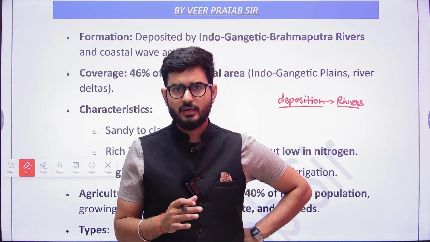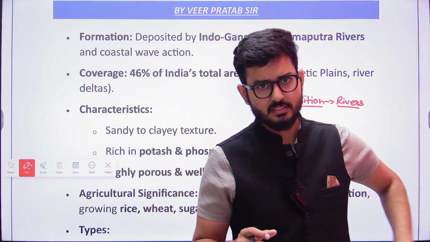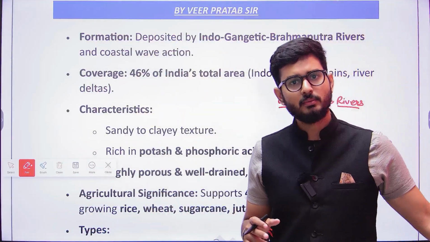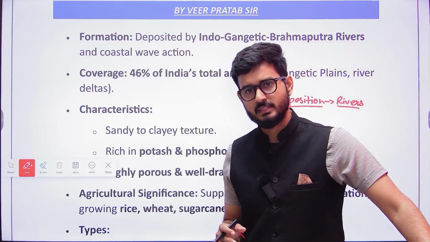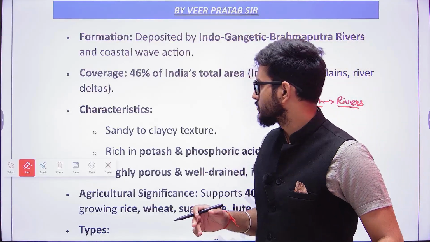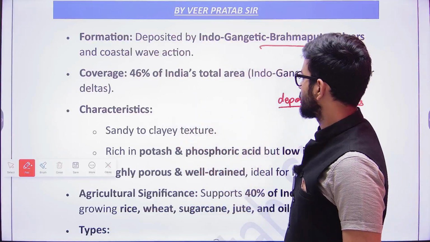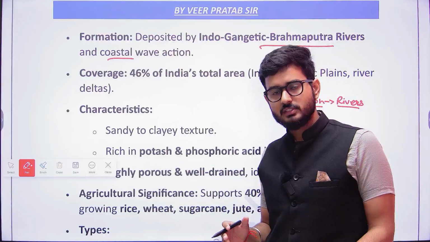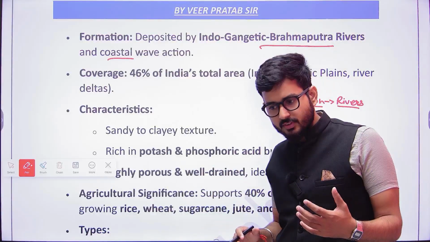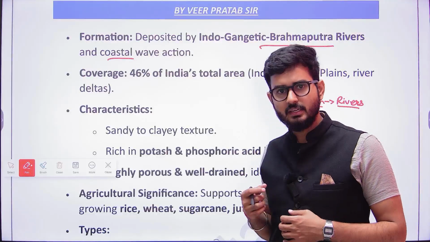So in India, majorly the Gangetic plains, that is the plains of the Ganga, the Brahmaputra plains, that is the plains of the Brahmaputra, and the Indus plains are going to have majorly the alluvial soils. Apart from this area, there are also the coastal areas where there is this alluvial soil. In the coastal areas also, where there is the Western Ghats, this particular type of soil will be there.